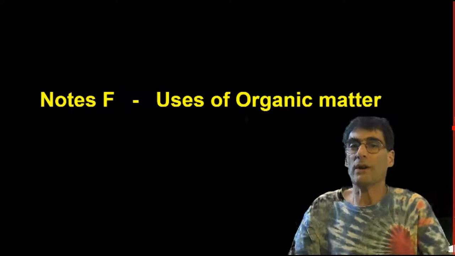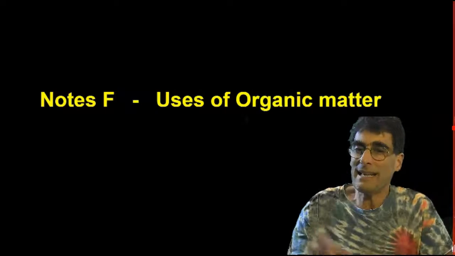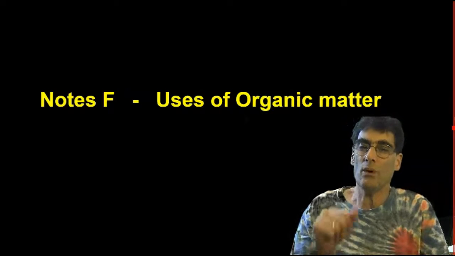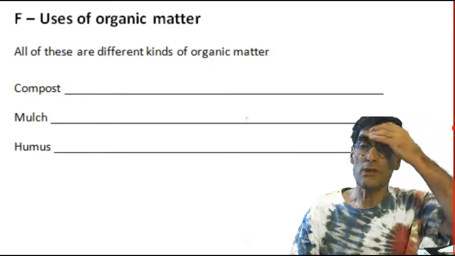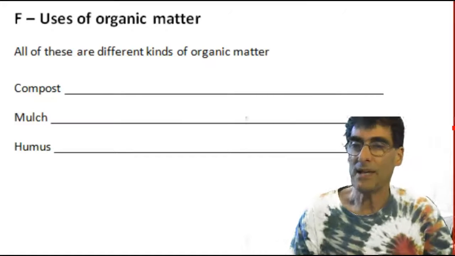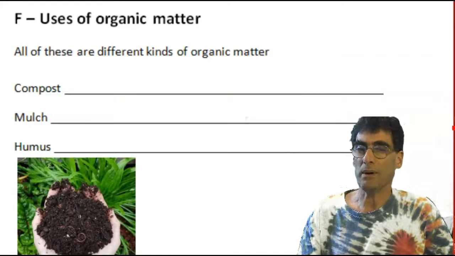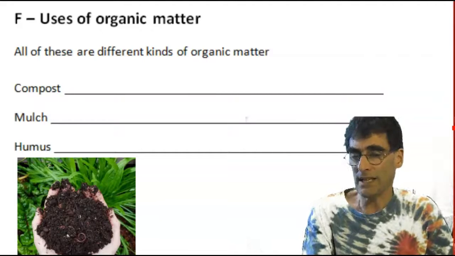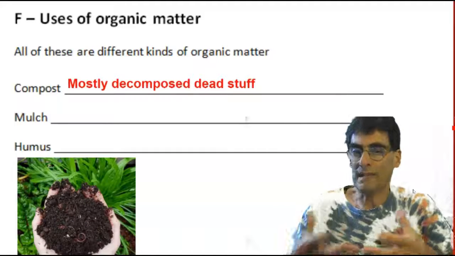So we are going to fill out our notes F, uses of organic matter, because that's not the only reason why organic matter is important. So there's 3 different uses of organic matter, and they actually have 3 different names. And so we're going to talk about all 3 of those. The first one is compost, and that's what we're talking about. This is compost.